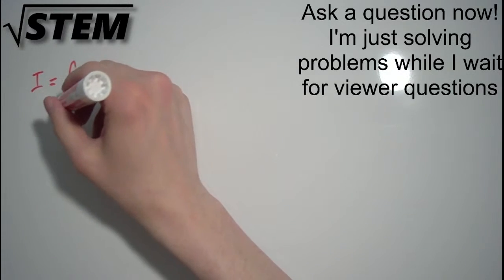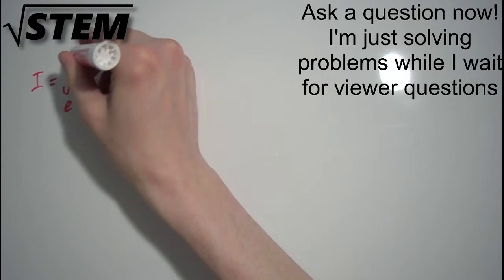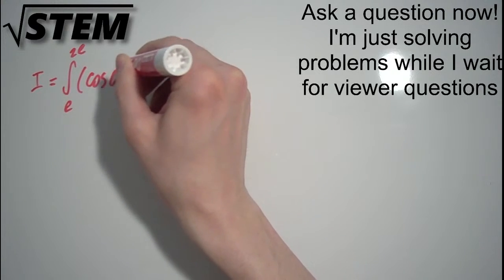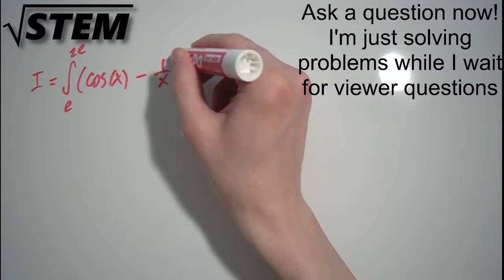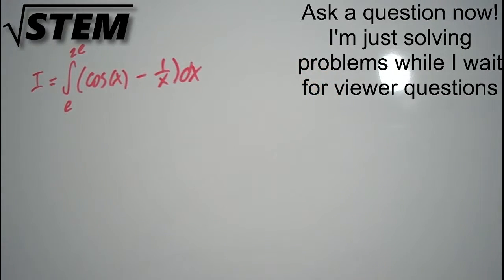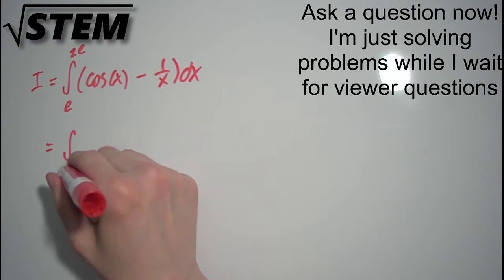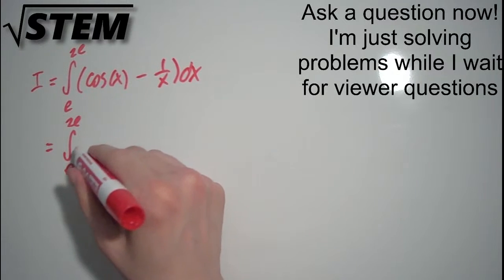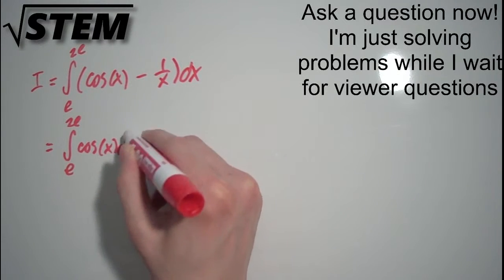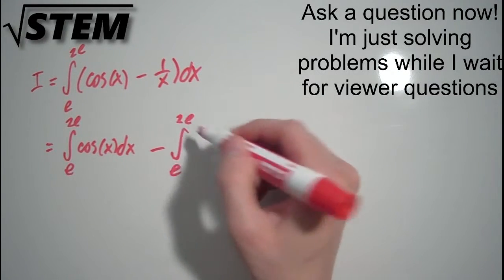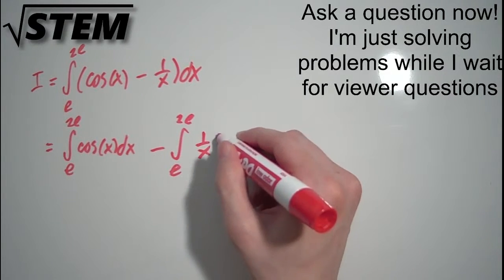This one looks like it could be fun. It's going to be from e to 2e of cosine x minus 1 over x dx. So again, we'll just do each piece individually. So the integral from e to 2e of cosine x dx minus the integral from e to 2e of 1 over x dx.